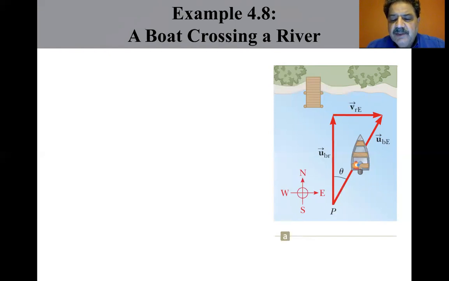The terms in the equation must be manipulated as vector quantities. The vectors are shown in the figure. The quantity UBR is due north, URE is due east, and the vector sum of the two, UBE, is at an angle theta.